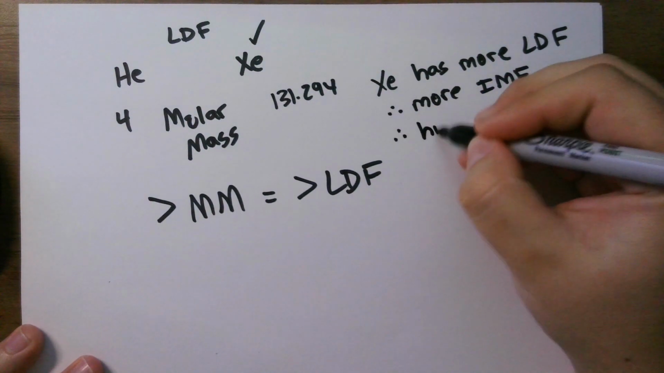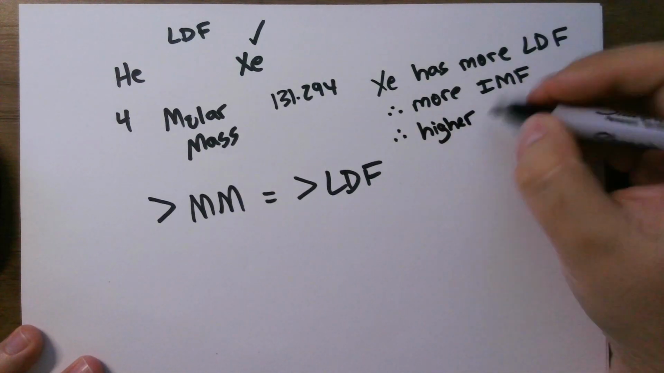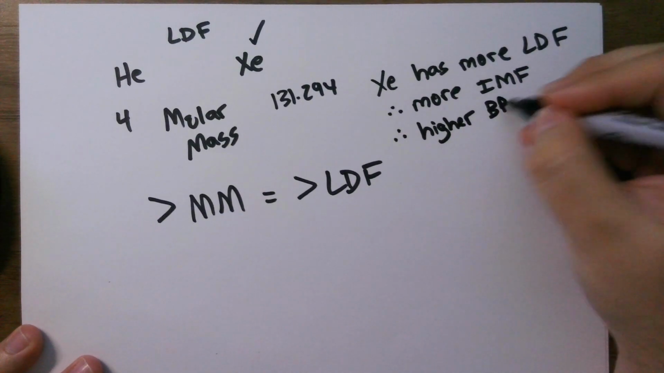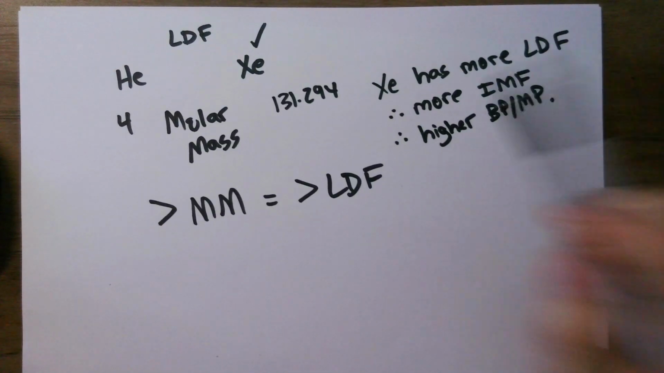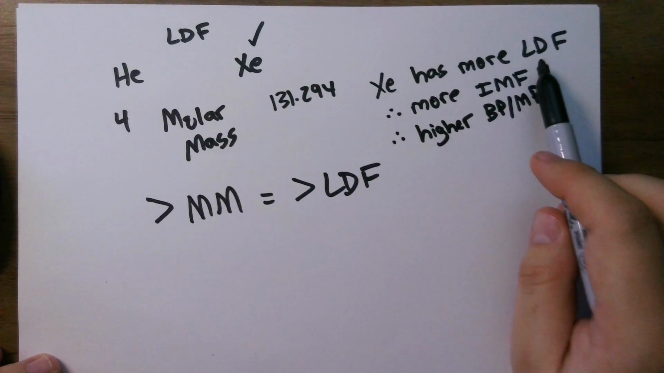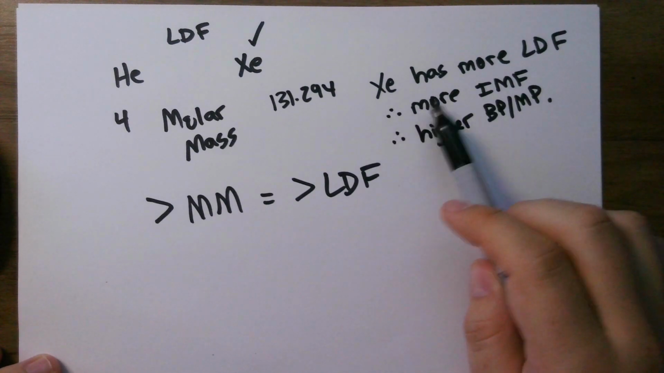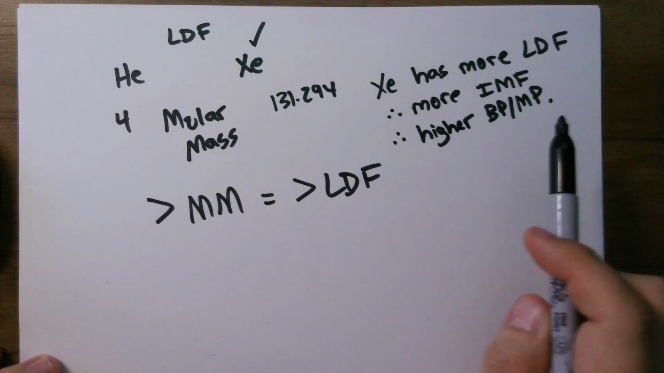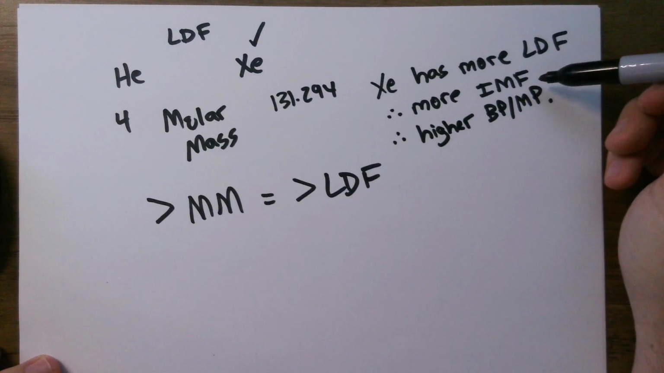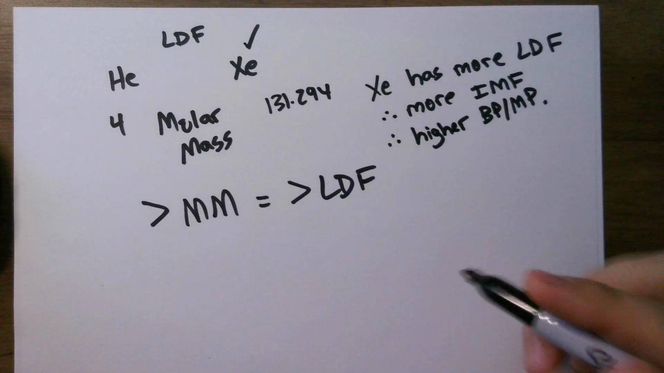Therefore, it has a higher boiling or melting point. I forget which one I asked, but they go the same way. So because xenon has more London dispersion forces, it therefore has more intermolecular forces, which means it therefore has a higher melting and boiling point. The greater your intermolecular forces holding all your molecules together, right?